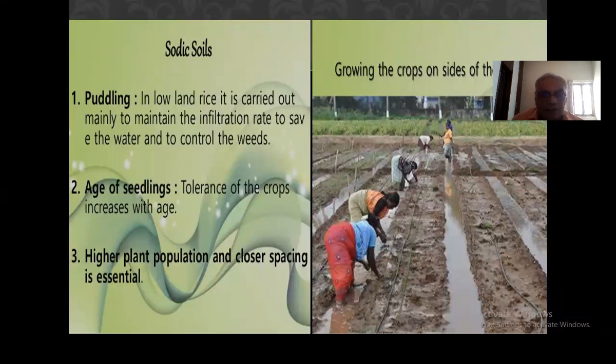Then another thing you remember is growing the crop on the side of the field. Here you can see that we have to grow on the side of the ridge, so that the salt concentration is low as compared to the furrow. That is why we have to grow the crop on the ridges.